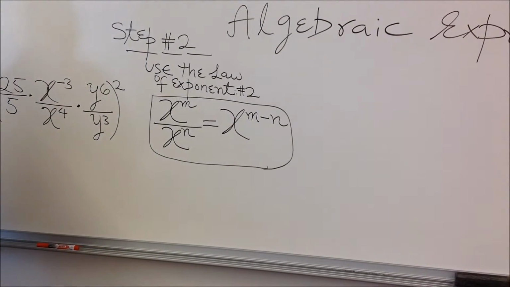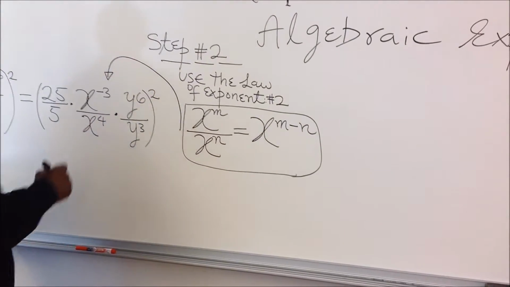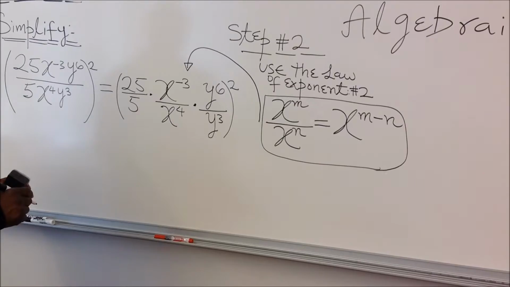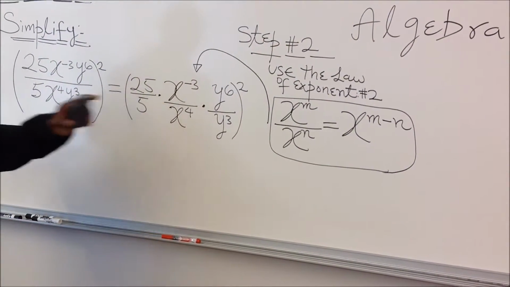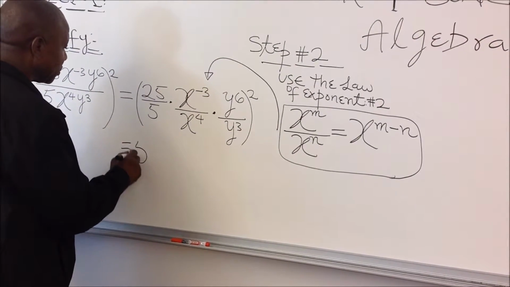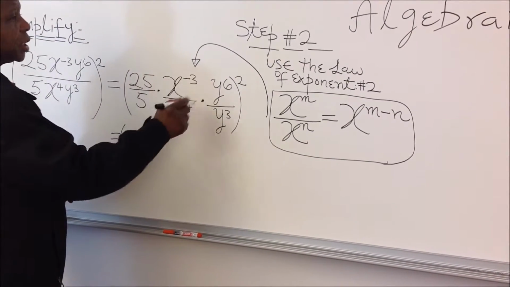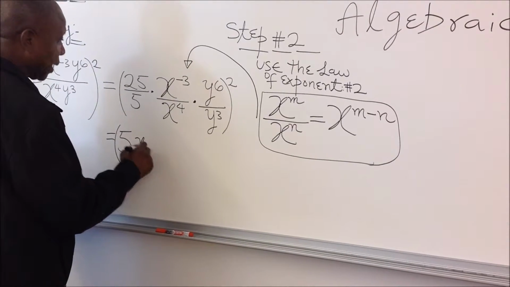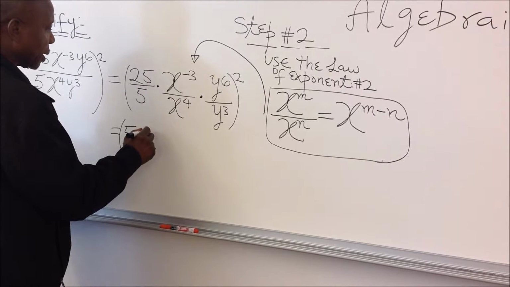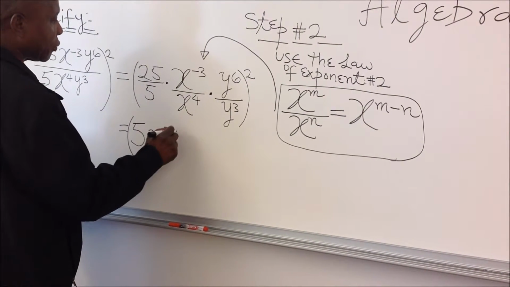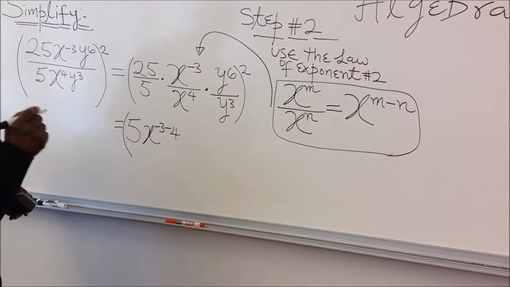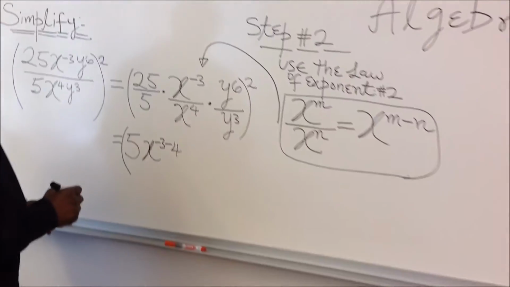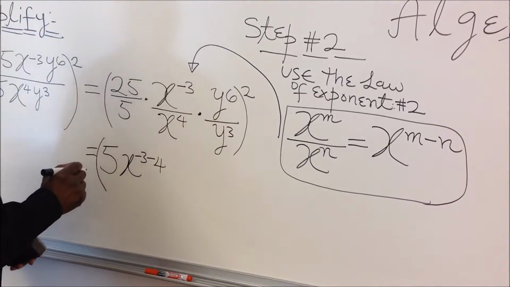So let us apply this law in simplifying the entities in this parenthesis. We already know that 25 divided by 5, of course, will be 5. Now, using the law of exponent number 2, we are able to write x to the negative 3 over x to the 4 as x raised to the power negative 3 minus 4. I repeat, using the law of exponent number 2, we're able to express this second entity in the parentheses, x to the negative 3 divided by x to the 4, as x to the negative 3 minus 4.